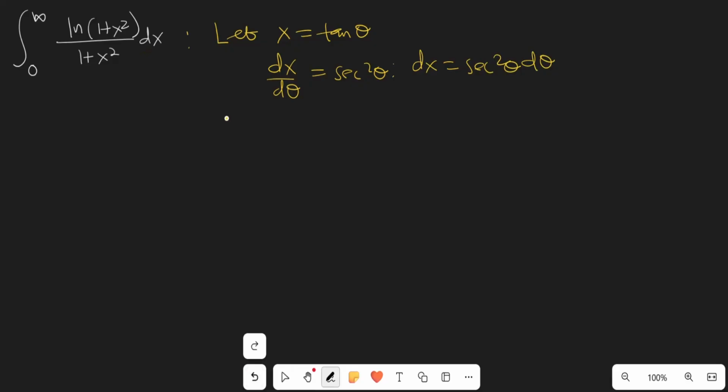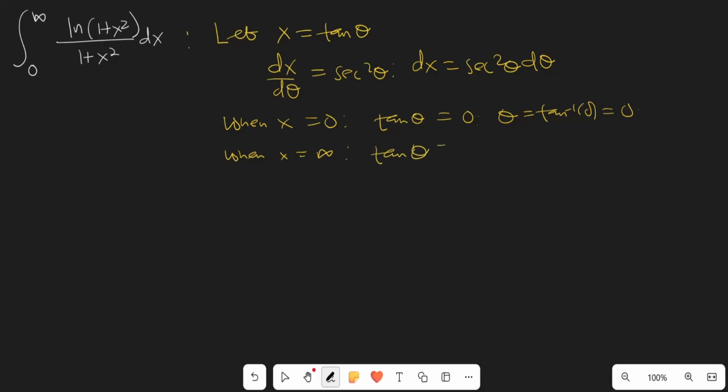Let's do the change in limits. When x is equal to 0, what happens to theta? So we have tan theta is equal to 0. That implies theta is equal to the arctan of 0, which is equal to 0. When x is equal to infinity, we have tan theta is equal to infinity. That means theta is going to be the arctan of infinity, which is pi over 2. So tan of pi over 2 is equal to infinity. Arctan of infinity is pi over 2.